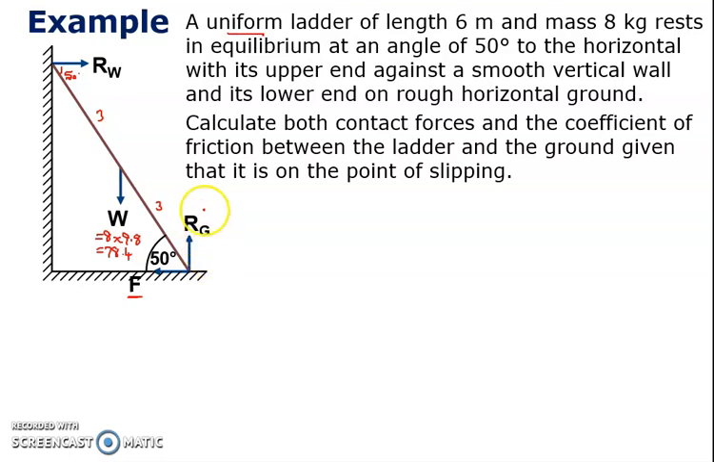Okay, so let's go through this. First of all, the both contact forces stuff. Well, we've got two contact forces. There's one of them, the reaction that we get at the ground, and also the reaction we get against the wall. A couple of things we can do straight away. We can say left equals right, and the only forces going left and right are the reaction at the wall, which must be equal to the friction. So if I get one of them, I get both of them.